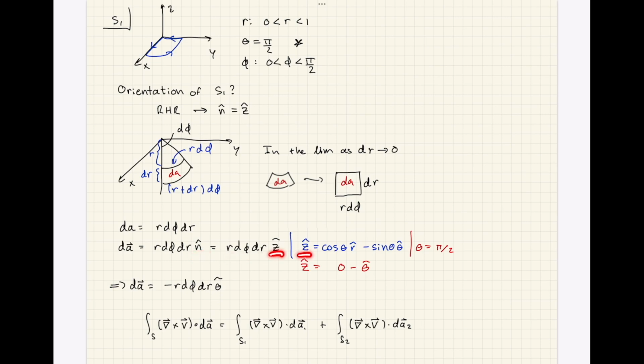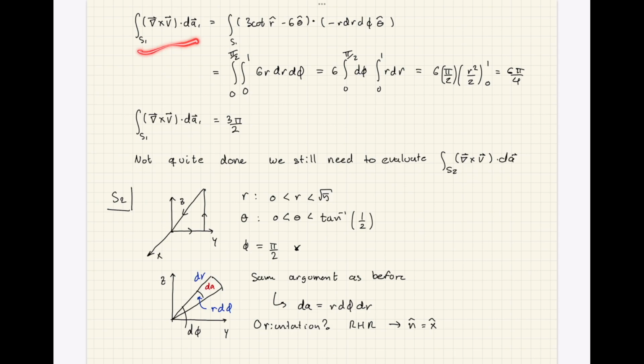But the z hat is a Cartesian vector, and I'm trying to integrate this in spherical coordinates. So I need to convert z hat into spherical, and this is how to convert. For this area, my theta was pi halves, so when I plug in theta, I get z hat is minus theta hat. For this area, z hat is minus phi hat. So I will evaluate that integral. For S1, after dotting my curl with my elemental area, I'm left with the double integral of 6r dr d phi, and after evaluation, I'm left with 3 pi halves.